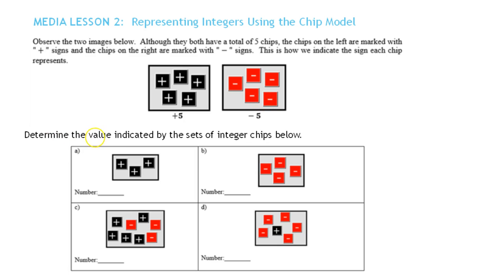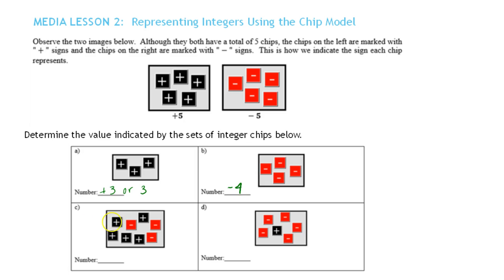So let's determine the value indicated by the sets of the integer chips below. So starting with A, notice they're all positive chips and we have 3 of them. So this is positive 3, or again typically we just write 3 for positive 3. In part B, we have 1, 2, 3, 4 negative chips. So this represents negative 4.